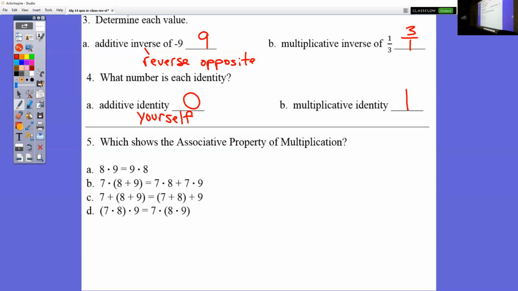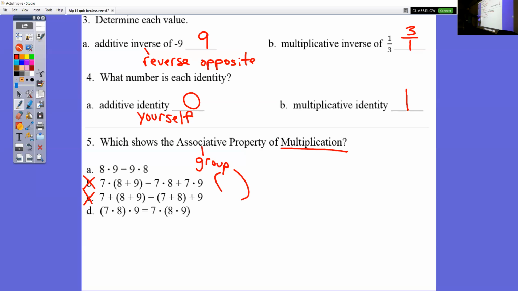Question number 5 starts the multiple choice on your quiz tomorrow. Which one of these shows the associative property of multiplication? So remember that associative property switches what's inside the group. So what's inside the parentheses, and make sure that you realize that we are multiplying. So anything in these that would have adding signs would automatically disappear because this says of multiplication.